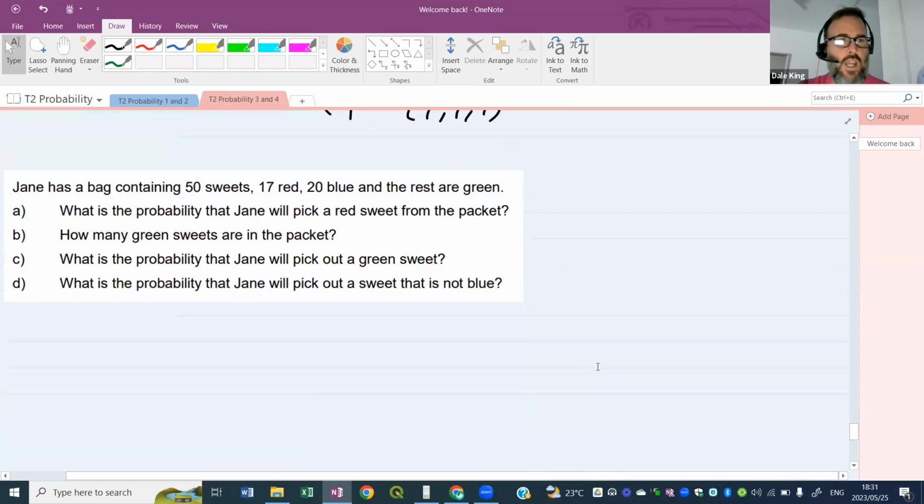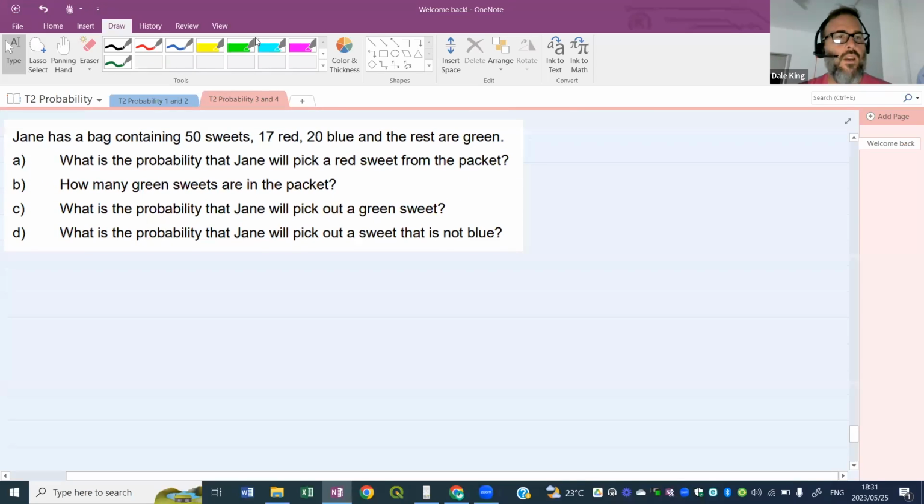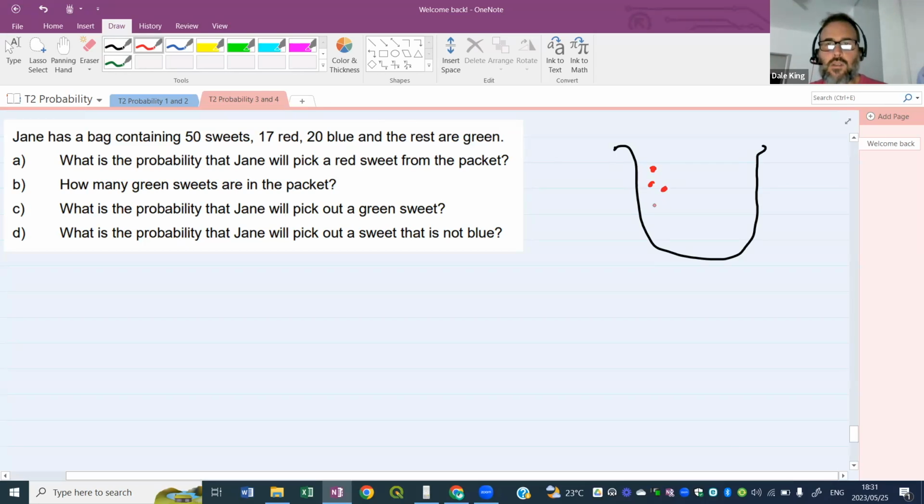We're going to talk about Jane. Jane has a bag containing 50 sweets. So there's a bag in here. There are 17 red, 20 blue, and the rest are green. Now I'm drawing lots of sweets. We're going to pretend that's 17. There's some green ones. I haven't drawn the correct number, guys. Please do not count them. And there are some blue ones. So there's a bag full of sweets. There's red, green, and blue in the bag.